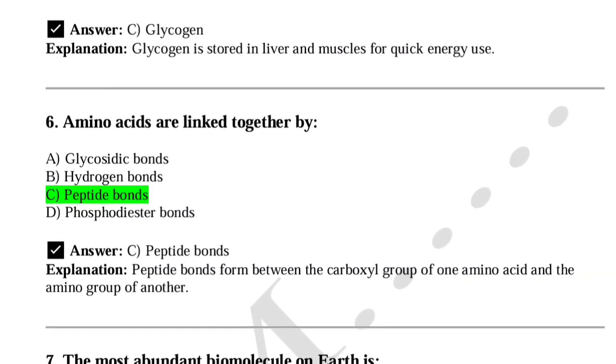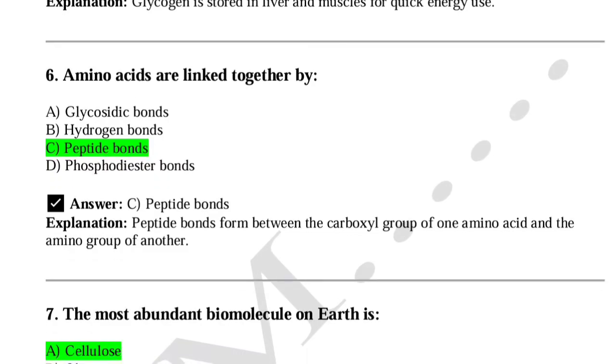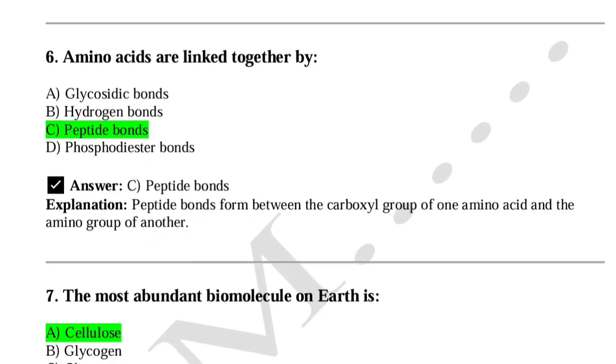Question number 6. Amino acids are linked together by. We know that proteins are made up of amino acids, and every amino acid is linked with another amino acid with the help of a bond, that is the peptide bond. So option C is correct. The peptide bond is formed between the carboxyl group of one amino acid and the amino group of another.